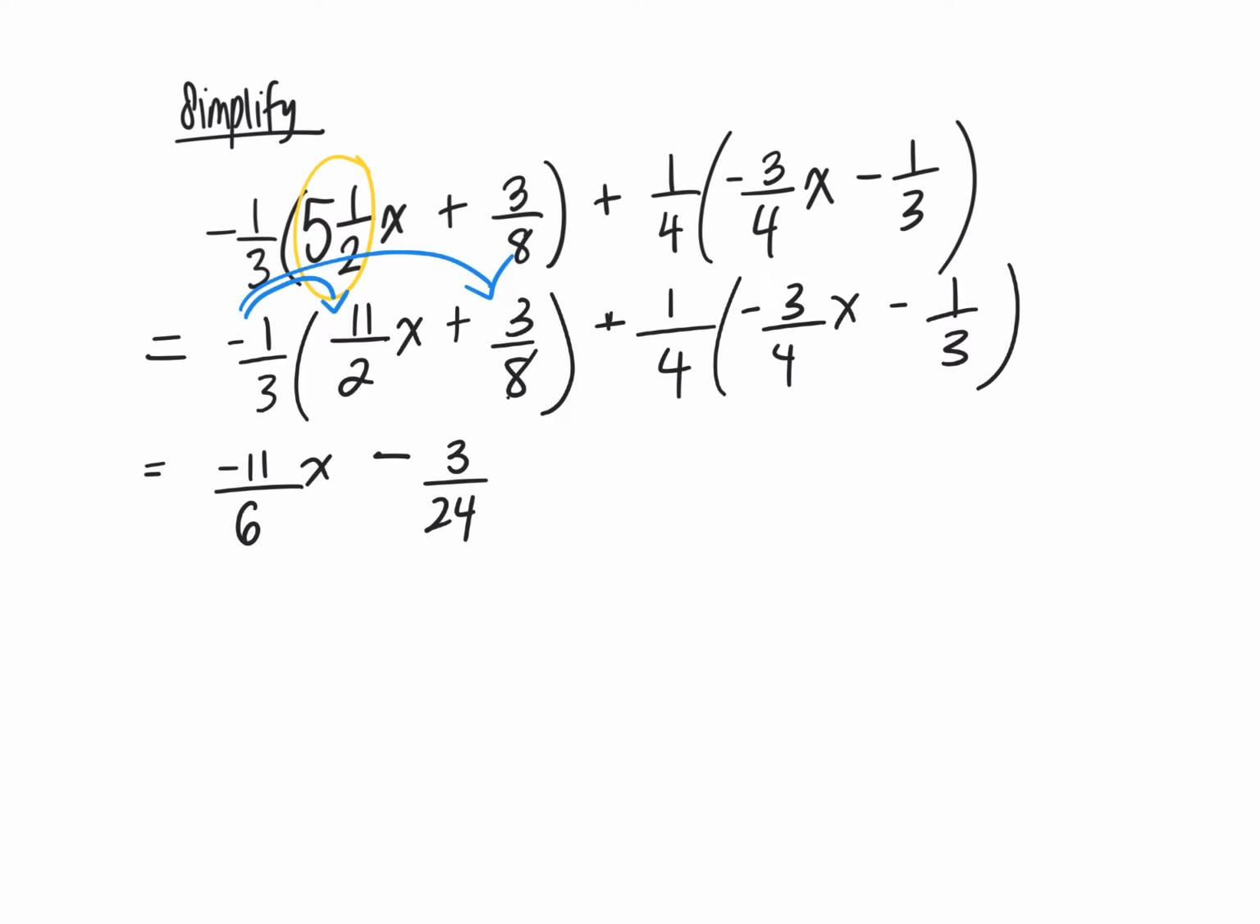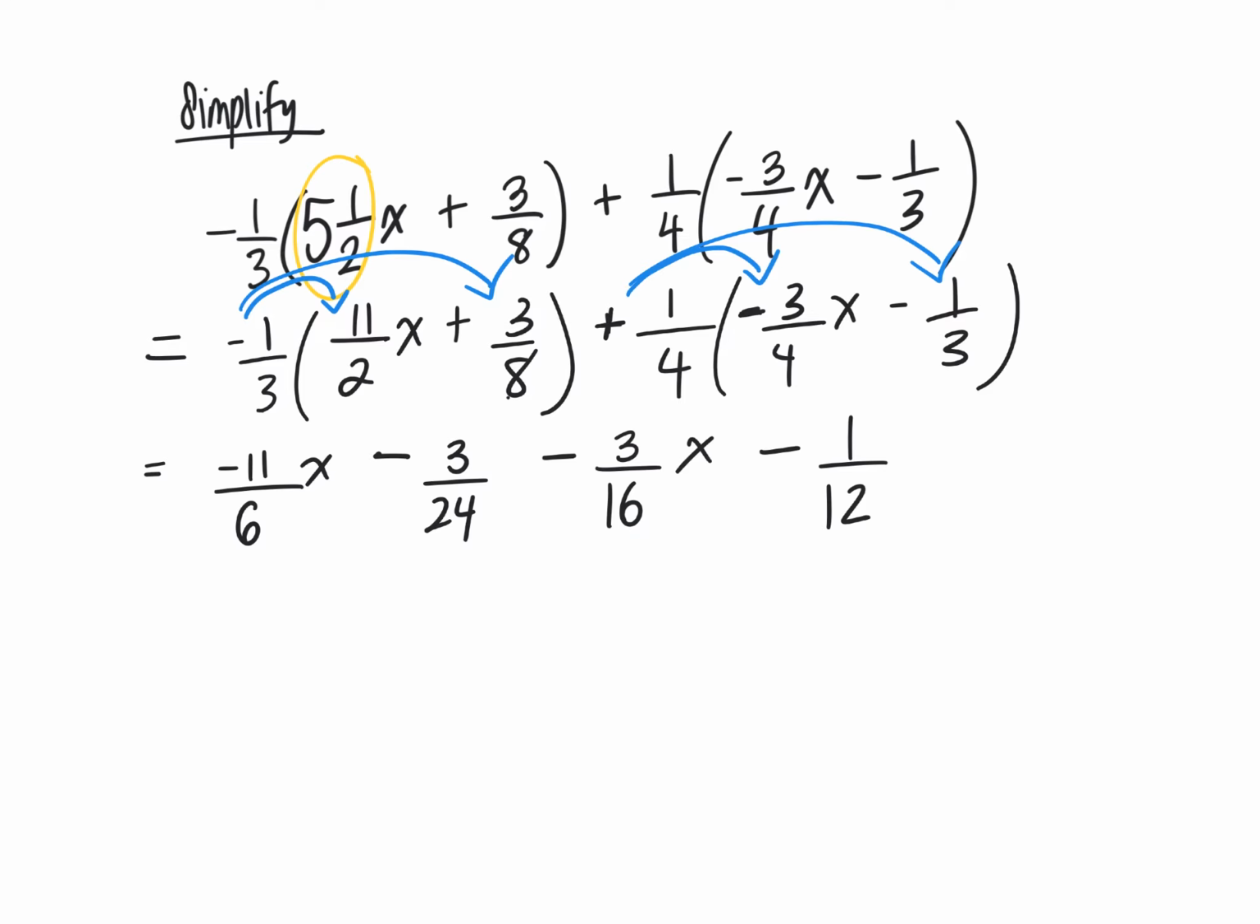Then we have to multiply 1 over 4 times negative 3 over 4. A positive times a negative is a negative. 1 times 3. 4 times 4. X, right? Then 1 over 4, a positive times a negative is a negative. 1 times 1. 4 times 3. Raise your hand if you got that line right.